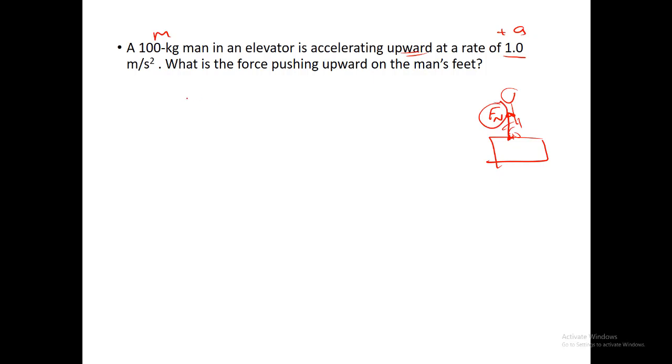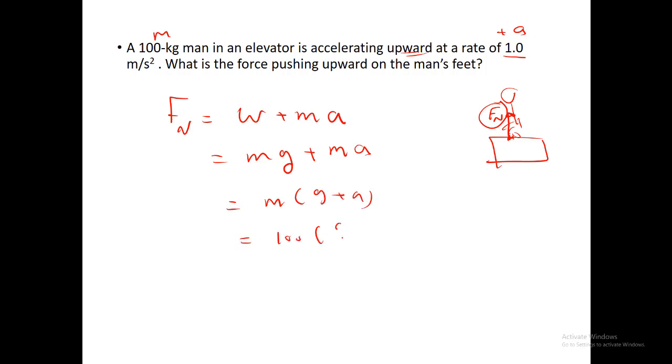We have Fn equals W plus M times A, the famous equation that I've asked you to memorize. W is the weight of the person. This is M times G plus M times the acceleration. Acceleration here is plus, so it should be A in this case. We have M times G plus A, which will be 100 times 9.8 plus 1, and it will be 100 times 10.8. Okay, guys? And that should be something around 1080 Newtons.